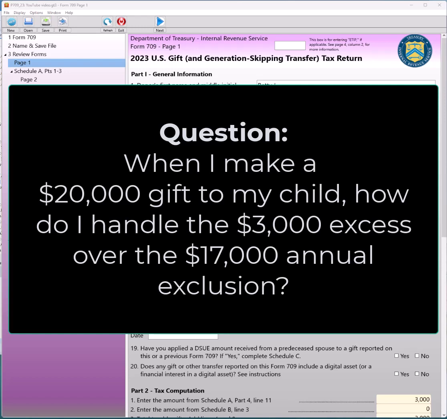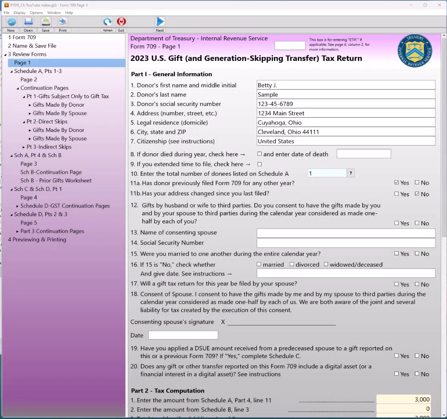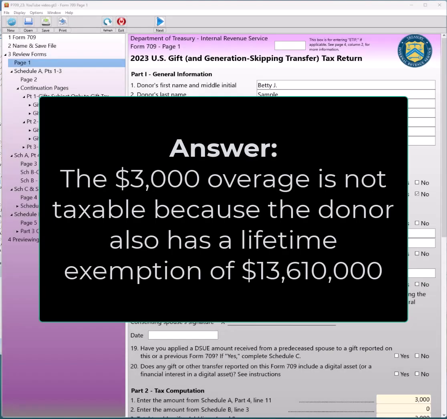But so if you gifted $20,000, the exclusion is $17,000, you've got $3,000 left over. Right, and the question that came in was, what about the $3,000? Is that taxable to the donor? And the straightforward answer is no, probably not. Correct. And that's because, in addition to the $17,000 annual exclusion, there's a lifetime exclusion, or did they call it an exemption? I can't remember. But anyway, there's a lifetime exclusion that's pretty high, and the normal taxpayer gifts rarely exceed that amount.